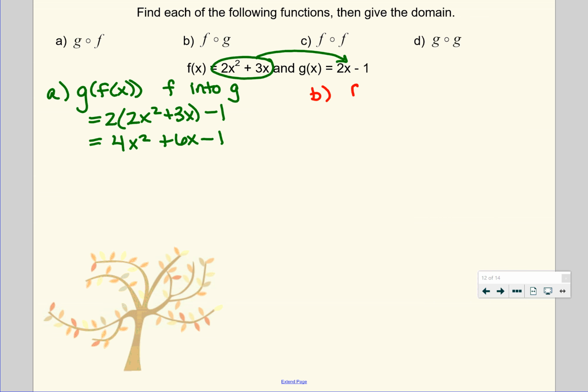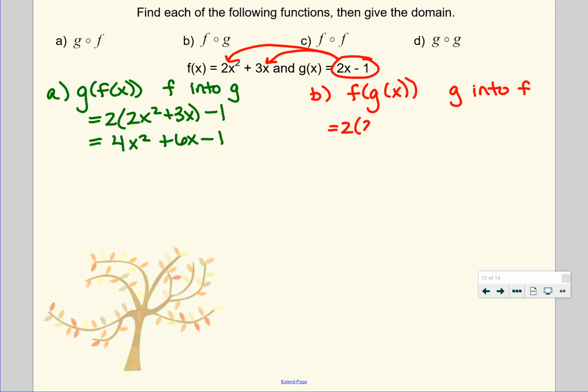Letter B is f of g. So, all right, f of g of x. What are we plugging in? What into what? G into f. All right, if I plug g into f, I'm going to circle function g. And function f has 2 variables, so there are going to be 2 different places where I'm going to put that 2x minus 1. X is coming out, 2x minus 1 is going in its place. That looks like 2 parentheses 2x minus 1 squared plus 3 parentheses 2x minus 1. All right, so that's my composition.